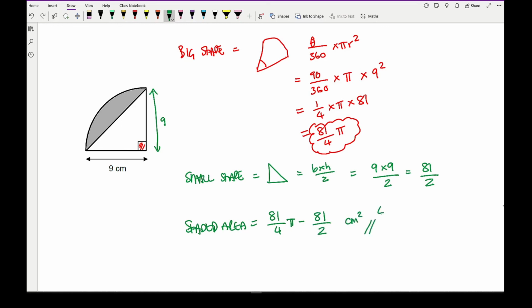So that's the answer in terms of pi. But again, if I wanted to work that out as a decimal, then all I'd need to do is simply type it into my calculator. So 81 over 4 pi minus 81 over 2, and that gives me an answer of 23.1 centimetre squared, and that's to 1 decimal place.